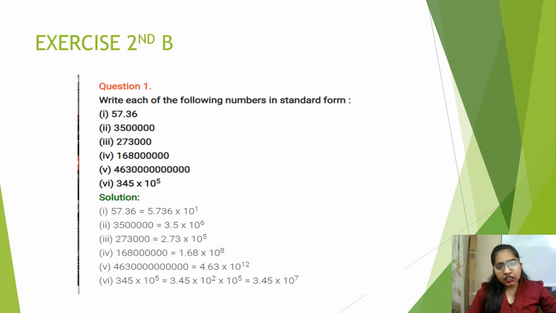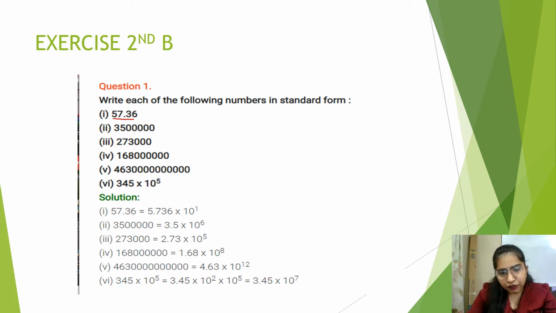So the first question is: write each of the following numbers in standard form. What is standard form? In standard form, you have to put the point after one digit only. This is called standard form in exponents, right? In the first question, 57.36 is given to you.